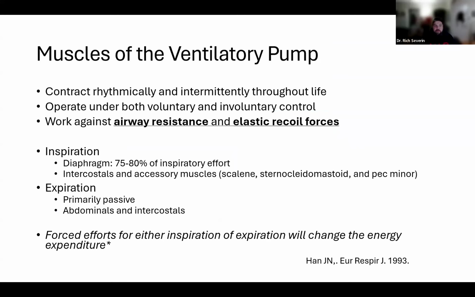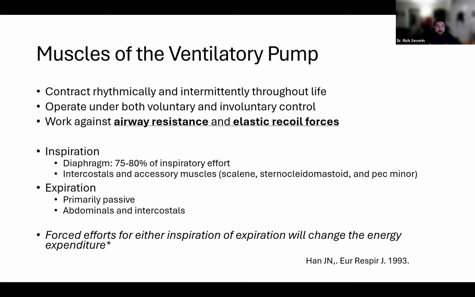these contract rhythmically and intermittently throughout life, from our very first breath to our very last breath. And in fact, we find that we're practicing the neural pathways for breathing even in utero. We're finding this a few weeks even before we're actually going to use them. So this is something that's very hardwired, and we'll go over some of the neural control of breathing later on and what goes into it. Now, the great thing, and probably what made me so interested in these muscles, is that they operate both under voluntary and involuntary control.